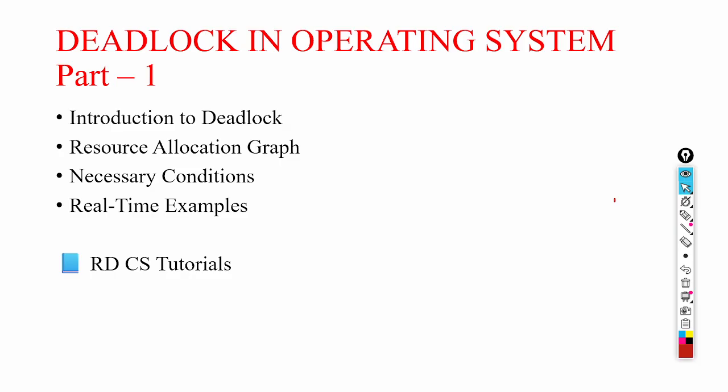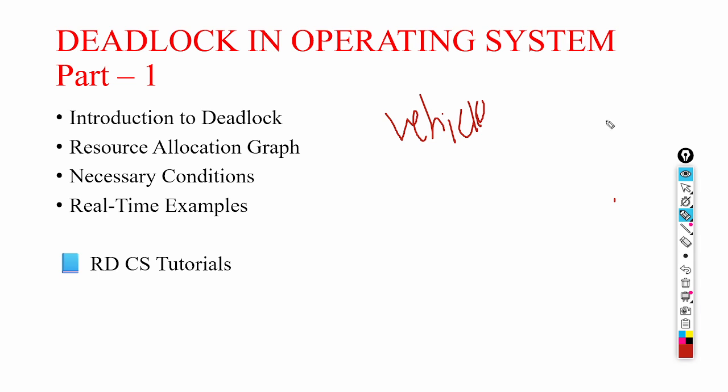Okay, before understanding deadlock, think about one example: a traffic jam. Sometimes vehicles become stuck because every vehicle is waiting for another vehicle to move first. Nobody moves and the entire road becomes blocked.